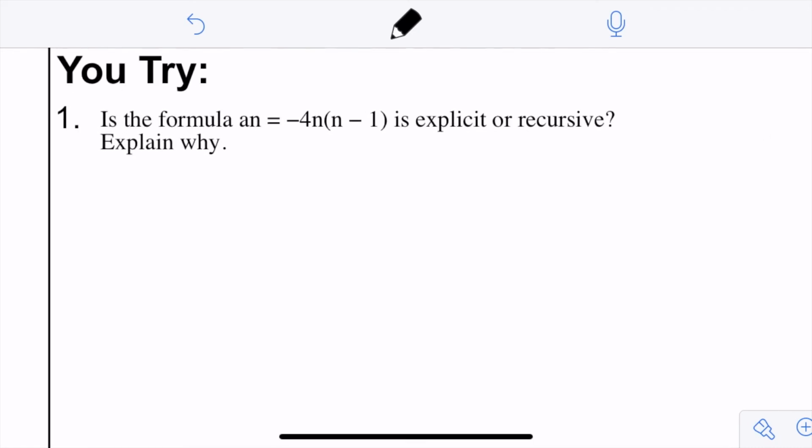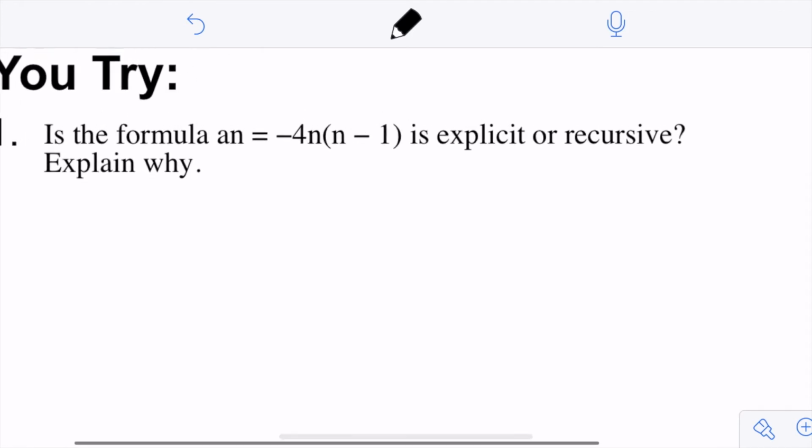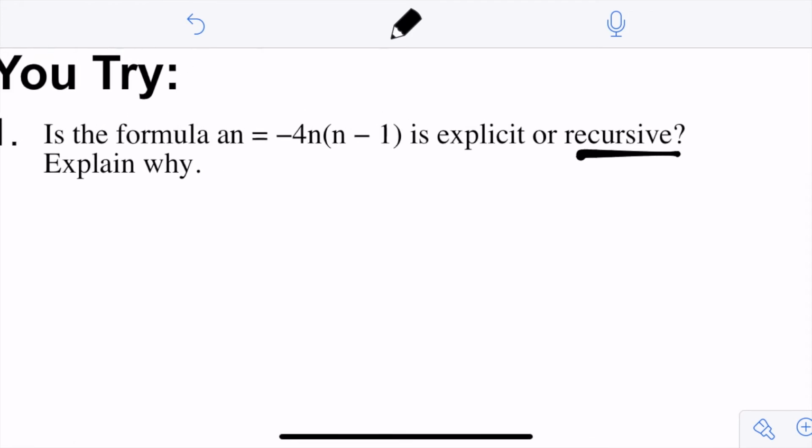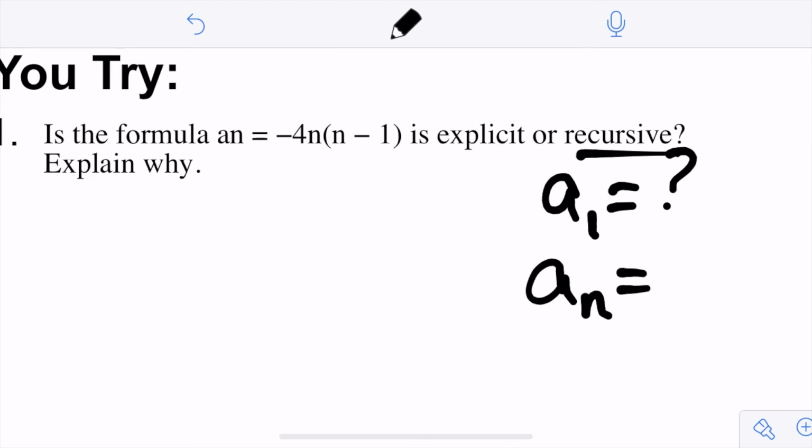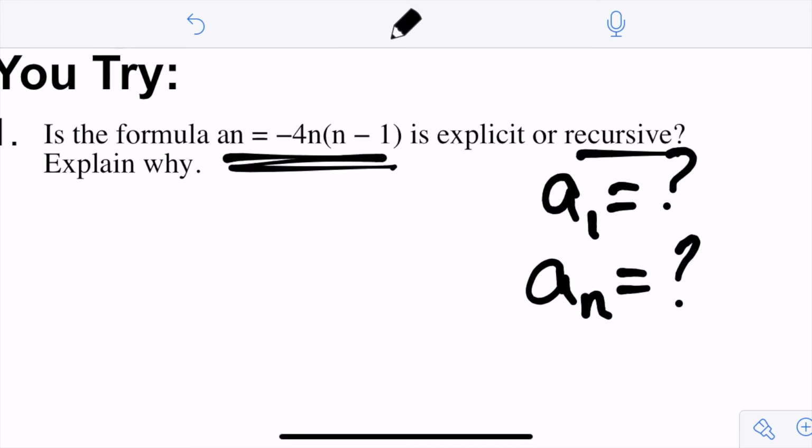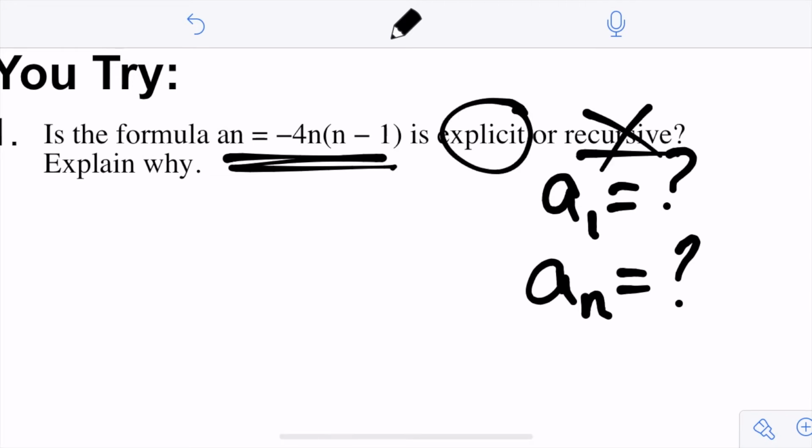Okay, so this is asking us if the formula that's given is explicit or recursive. Okay, so remember the key thing that you should always look for in recursive sequences is that it has 2 different things that are being given. It has to have that first term as well as the rule. Okay, since we only see that there's one thing being given to us here, it's only one formula, I know that it cannot be recursive. Okay, so instead it's explicit. So in this case, we would say that it's explicit, and that's because it's not giving us the first term. Okay, we must have that first term of the sequence in order for it to be a recursive formula.